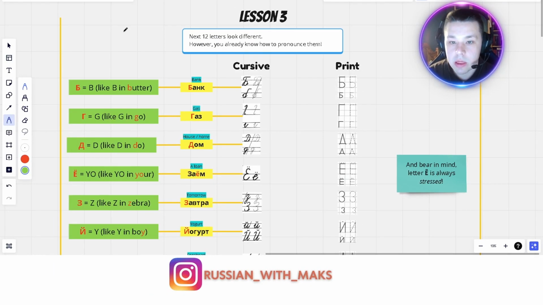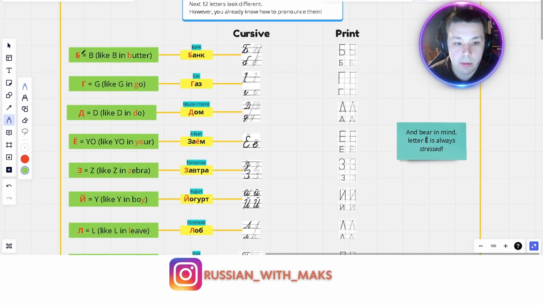Okay, there we go with another 12 letters. They look different, but the thing is, you already know how to pronounce most of them. Starting with the letter B, just like B in butter, B, bank, bank. The next letter is letter G, just like G in go, G, gaz, gaz. Letter D, D, like D in do, dom, dom.